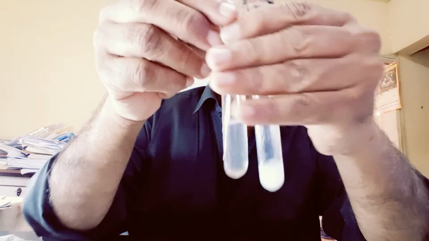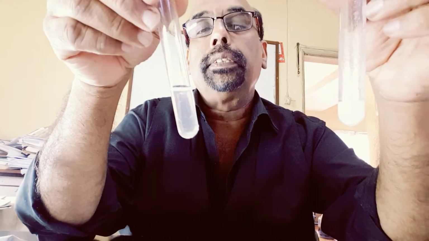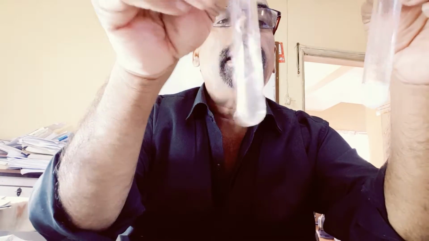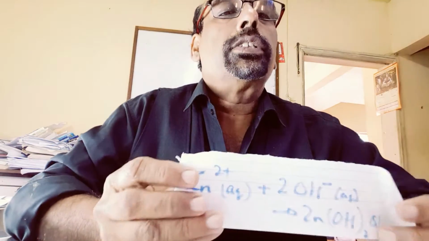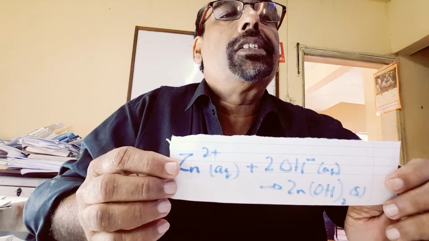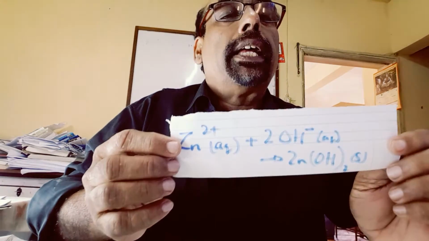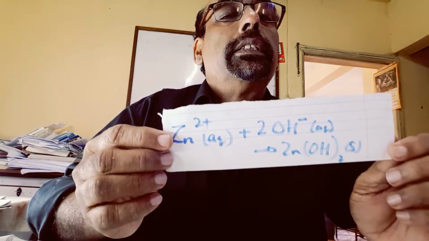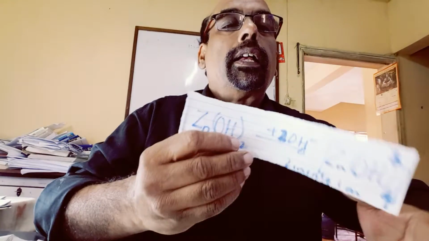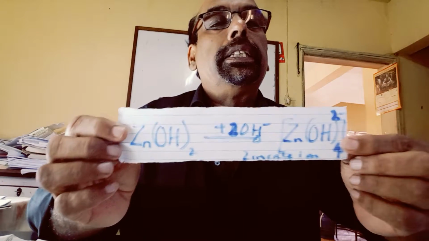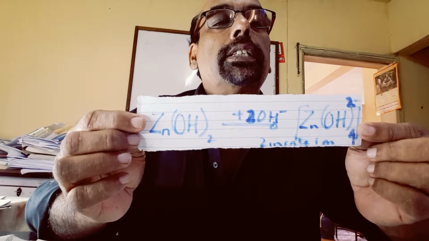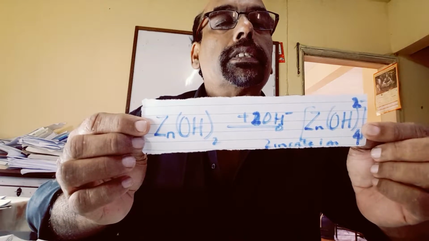The white precipitate initially formed is zinc hydroxide. In this, there is zincate ion. So, the solution contains zinc ions. When sodium hydroxide or hydroxide ions are added, zinc hydroxide is formed as a white precipitate. If more hydroxide is added, the precipitate dissolves to give a colorless solution. The solution contains zincate ion.